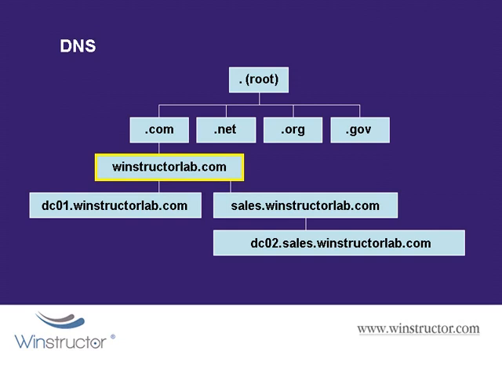Now, from this point onwards, once we have a domain name under our own control, we can create as many subdomains as we like, and we don't have to ask anyone's permission. We can just create it ourselves. So, if we were to own the winstructorlab.com domain, and we wanted to create a new subdomain called sales, then our own DNS servers will be responsible for communicating with that sales subdomain that we're in control of, and we can do anything we like from that point onwards.